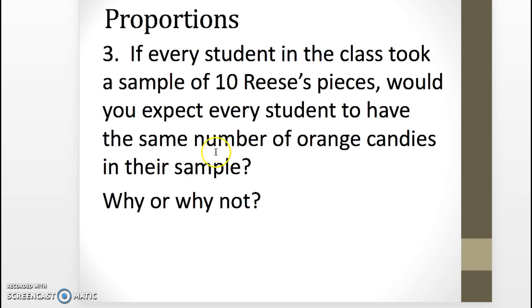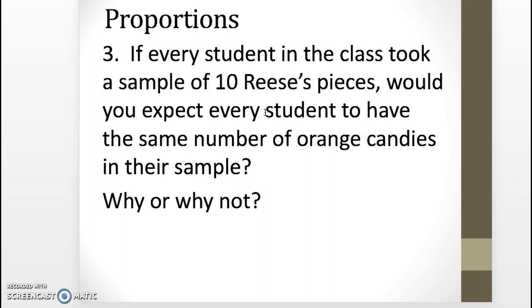So let's think about this question. If each of you had a sample of 10 Reese's Pieces, 10 pieces of candy, would you expect the same number of orange candies in your samples? In other words, would all 10 samples look identical? Most of you would probably say no, of course not. There's some variability within each sample. It doesn't make sense that you would expect exactly 4 orange or exactly 5 in each one. Do we expect to see some patterns? Sure.